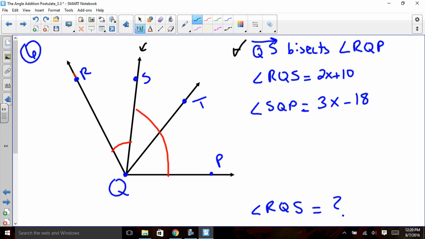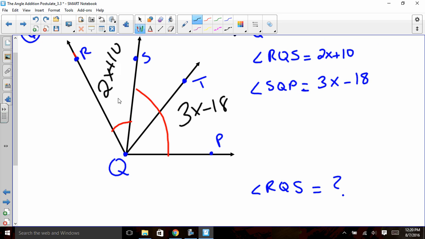The next part's saying that angle RQS is 2x plus 10. So that RQS is that first little bit over here, so 2x plus 10. And angle SQP, hey look, that's the other half, is 3x minus 18. It wants us to find the angle measure for angle RQS. All right, so we want to find this first little piece over here.